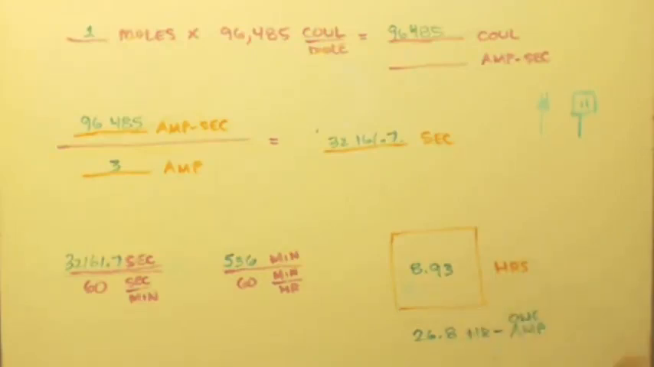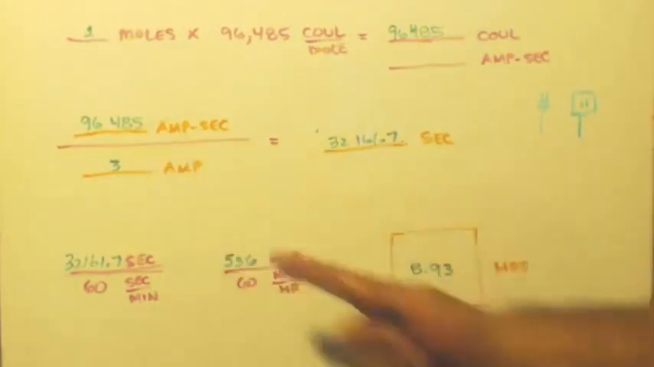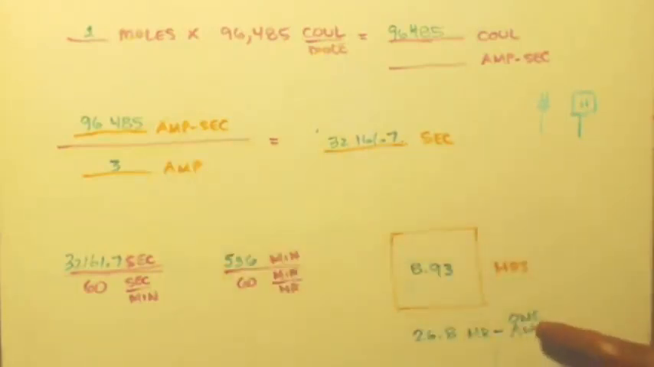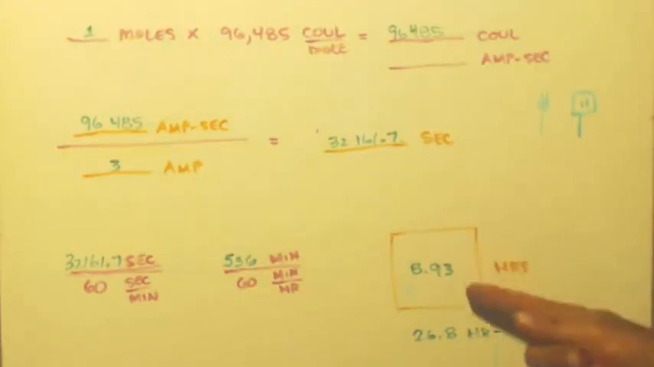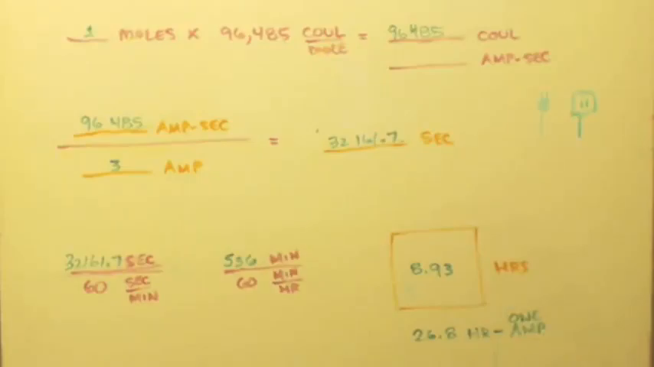Now that's if everything went perfect, which isn't going to happen. So let's say I only had 1 amp. I had 3 up here. It's going to take 3 times as long because I only have 1/3 the amps. So I took that times 3. For 1 amp, it'll take 26.8 hours to do 1 mole.